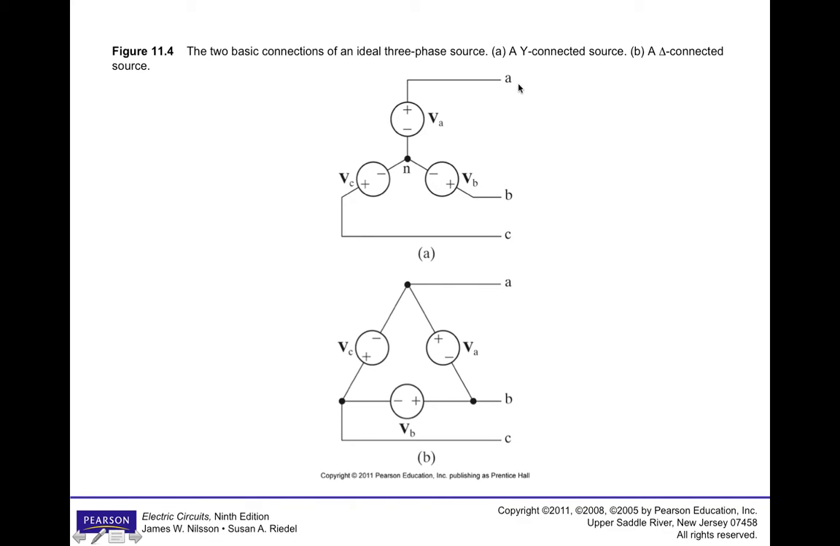Both connections have an A, a B, and a C coming out. In the Y connection, you'll also typically have a neutral wire. Notice in the delta connection you don't have a neutral wire, so there's nothing that would look like a voltage between the A line and the neutral wire. It just doesn't exist in that configuration.